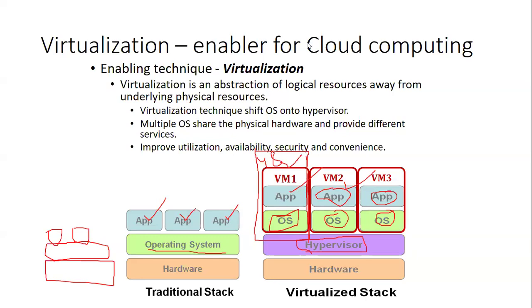So this is about OS and virtualization. Virtualization is the enabler for cloud computing. Why do we call it an enabler? Because it helped in provisioning on-demand resources to the user. So till here, any doubts, guys?